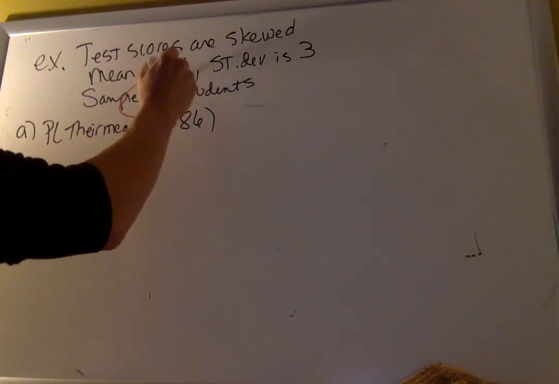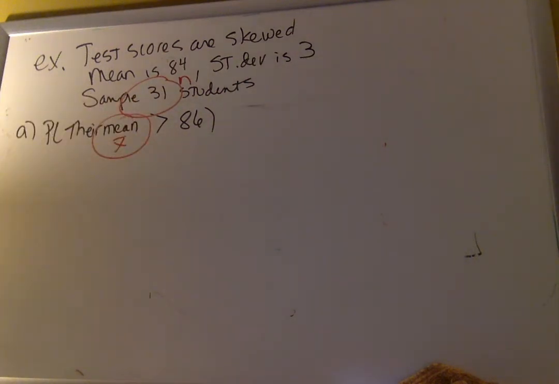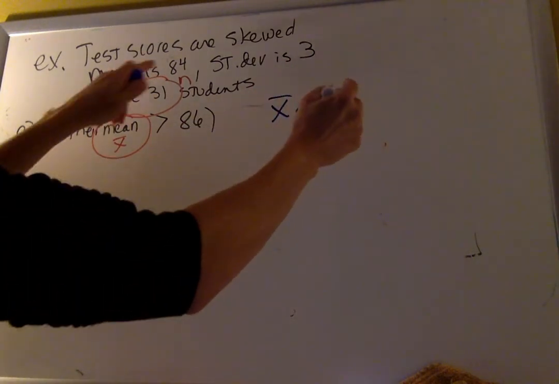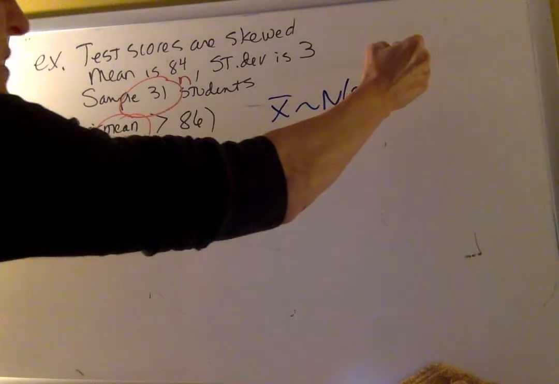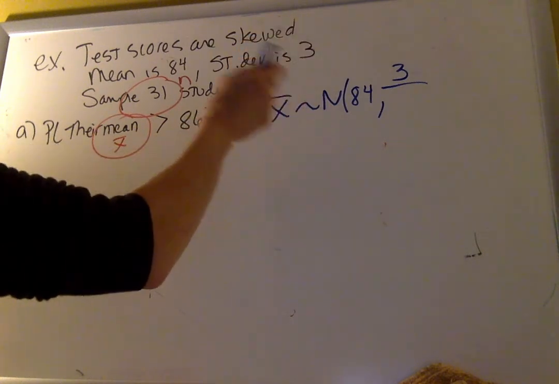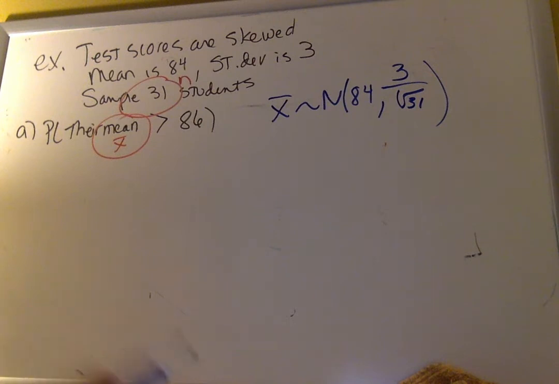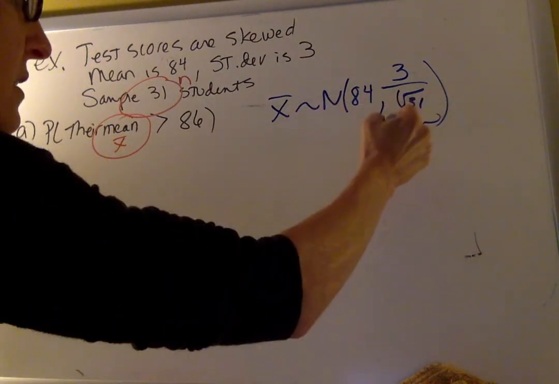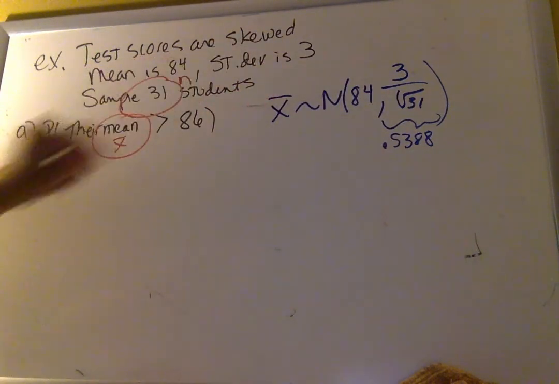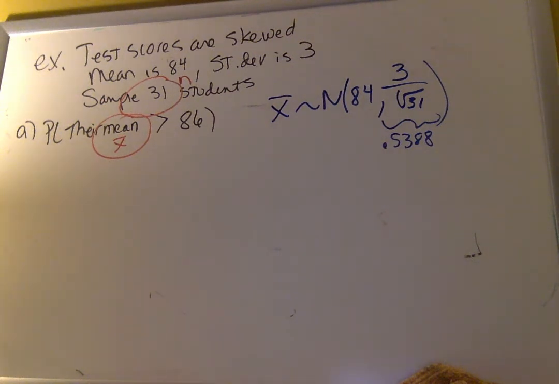So you've got your N here. You have the question about X bar here because this is an X bar problem. X bar is normal. The mean stays the same. The standard deviation is the original standard deviation divided by square root of N. 3 divided by square root of 31. Let's figure out what that is. This guy is 0.5388. So I'm not going to be using a standard deviation of 3 when I do this problem. I'm going to be using a standard deviation of 0.5388.